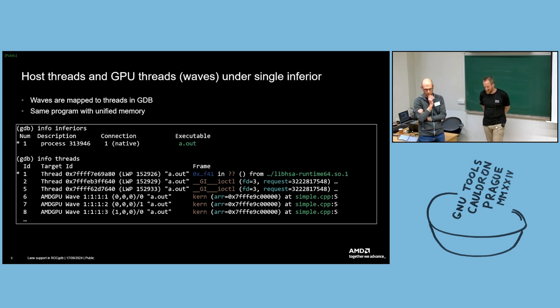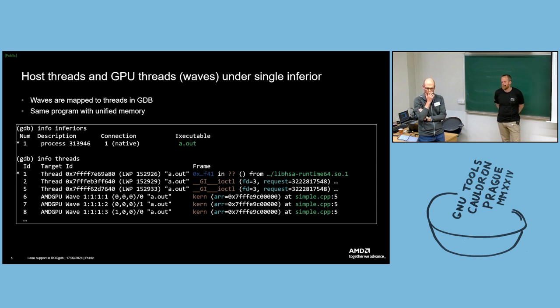Inferiors have threads, and then threads have lanes. Lanes are specific to that GDB thread. Then it's a matter of presentation. The fact that they have separate inferiors, and one is the host, the other is the GPU, that's more of an implementation detail than a difference in the model. They also have a shared address space between the two inferiors.